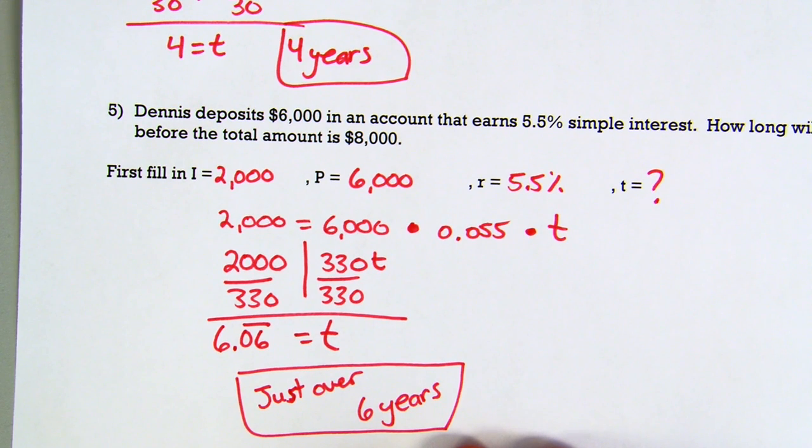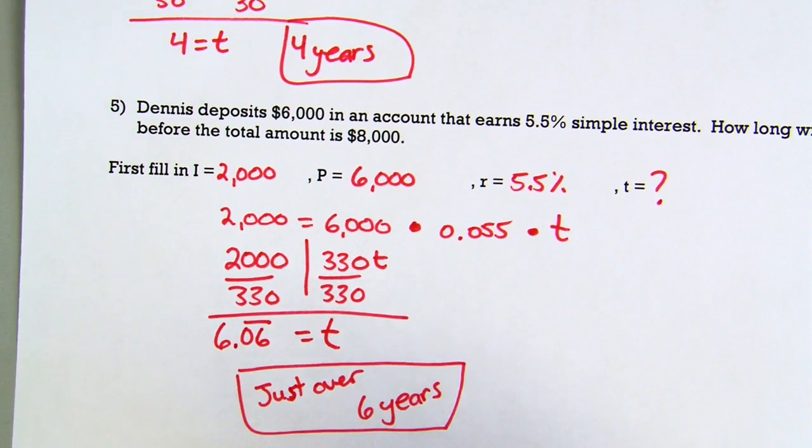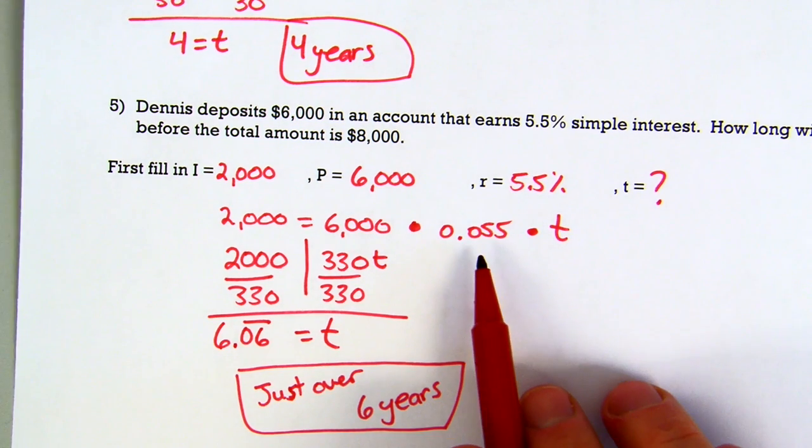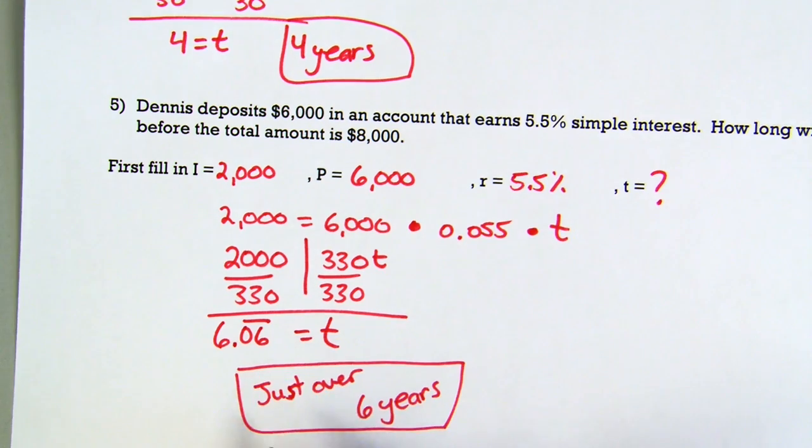The principal is $6,000. The rate is 5.5%, which is actually 0.055 when turned to a decimal, and you don't know the amount of time. When you solve this out, you get an answer of 6.060606. So an acceptable answer here would be just over 6 years.